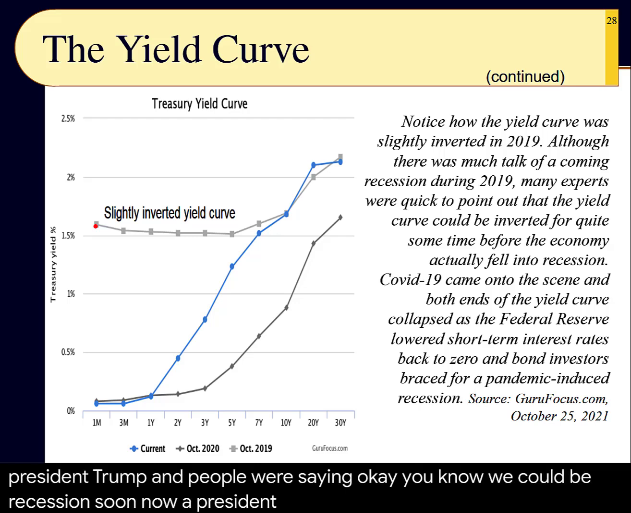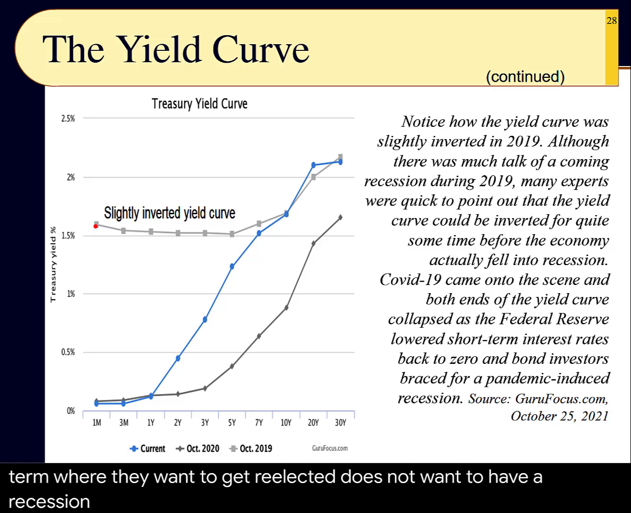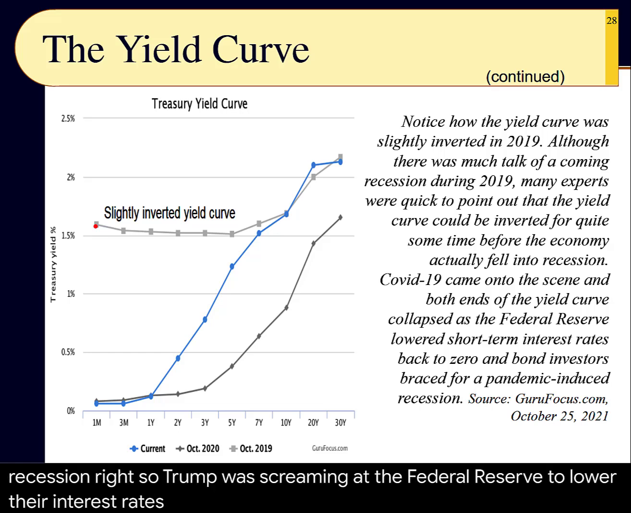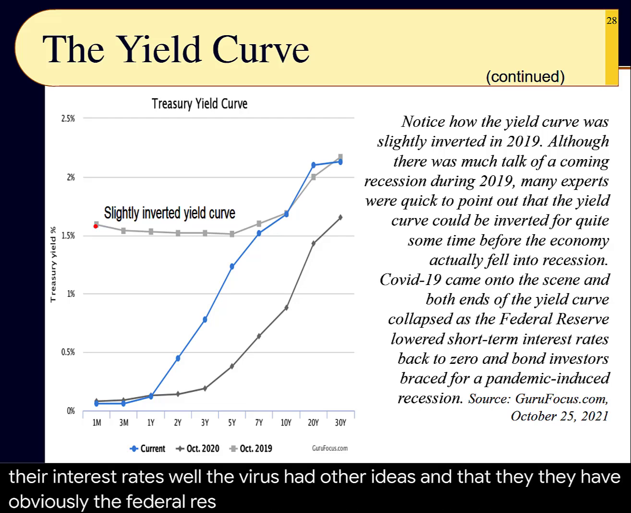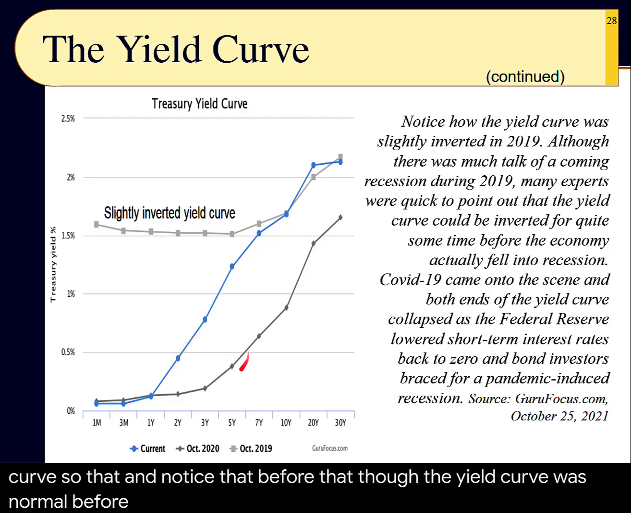Now, a president going into their final year of their first term, where they want to get reelected, does not want to have a recession, right? So Trump was screaming at the Federal Reserve to lower their interest rates. Well, the virus had other ideas, and obviously the Federal Reserve then collapsed the lower end of the yield curve. Notice that before that, though, the yield curve was normal. Before October 2019, the yield curve was normal.